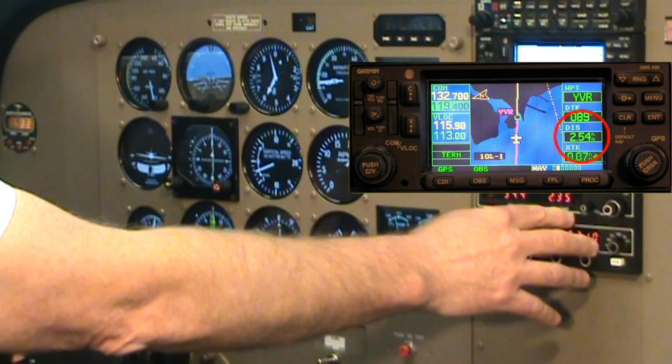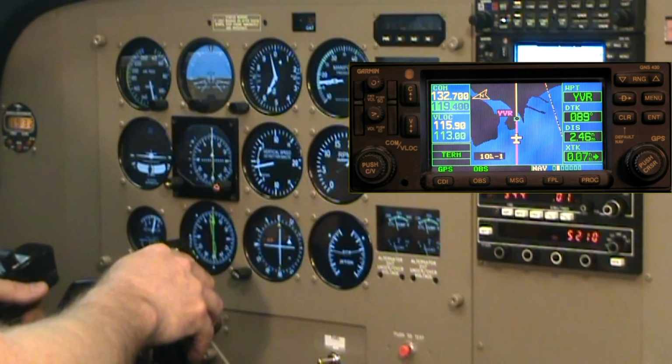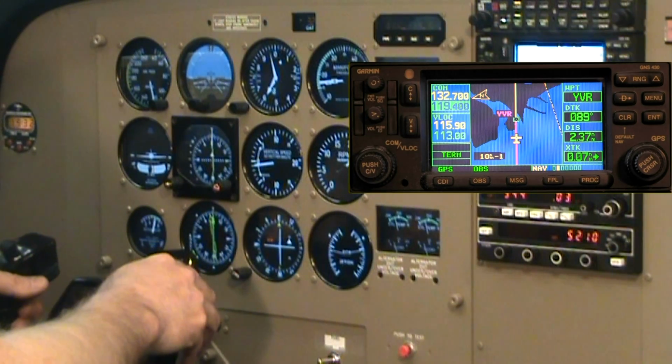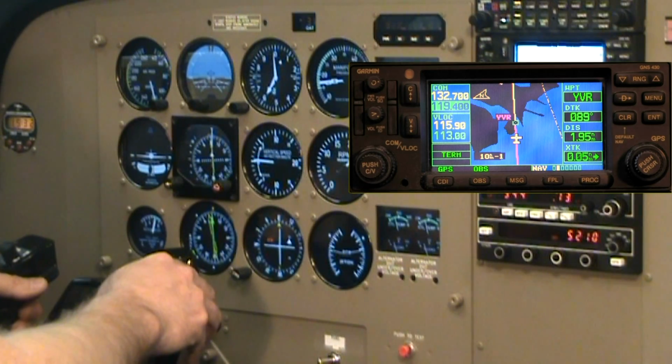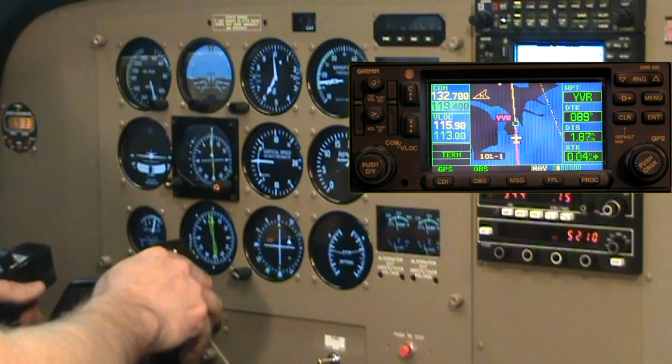As we roll out, I start the timer, and the distance is 2.5 miles, so we already know we have a 1 minute inbound leg. That brings us to the end of the demonstration of headwind and tailwind. We have one more demonstration to do, combination wind. I will reset now for the final demonstration.